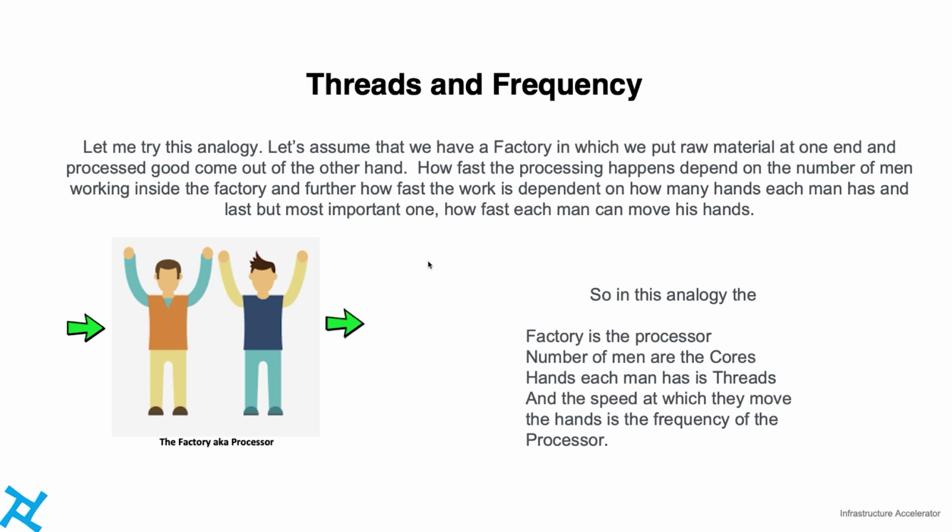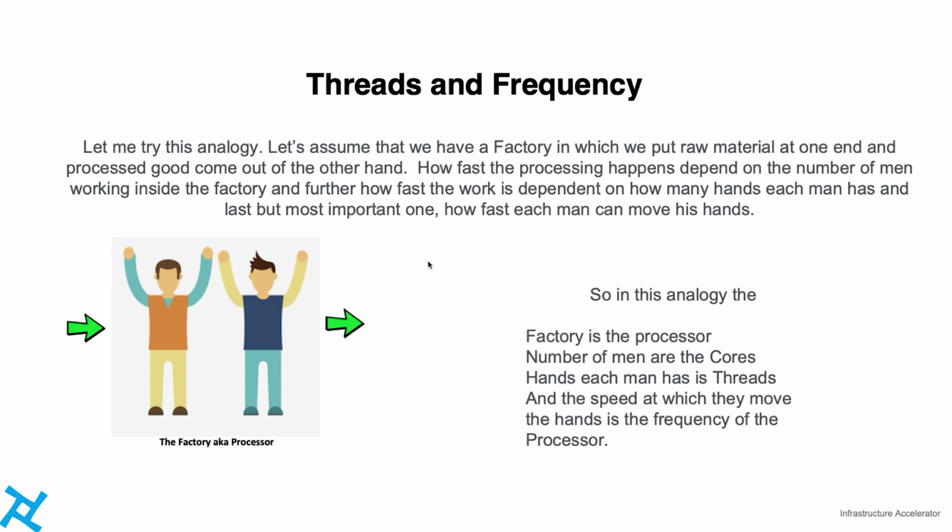So in this analogy, the factory represents the CPU. The number of men working inside the factory represents the cores. The hands of each man are the threads. Usually every core comes with two threads only.